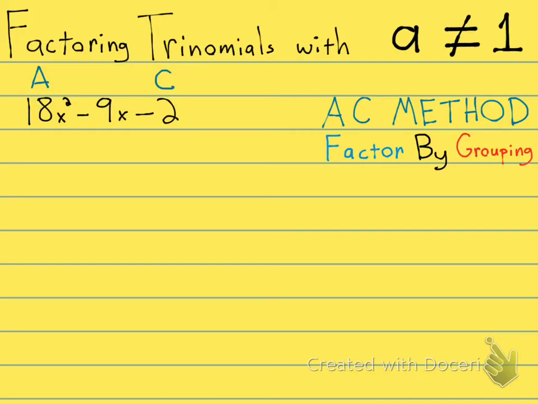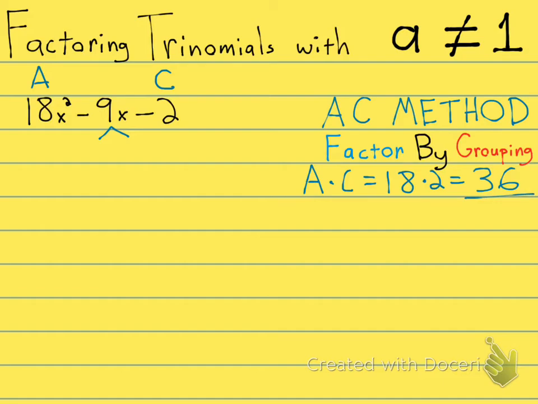Okay, the middle term is B, right? A, B, C, but I don't need to use the B because it's not the ABC method, it's just the AC method. What I'm going to do here is split up the middle term. But to find out how to split it up, I need to take my A times my C, which in this case is 18 times 2, and use a calculator. That'll give me 36.